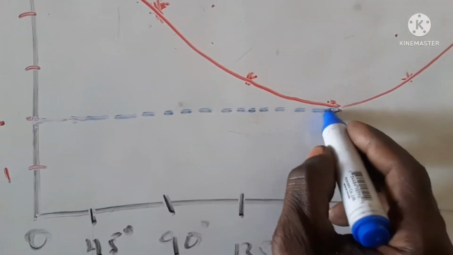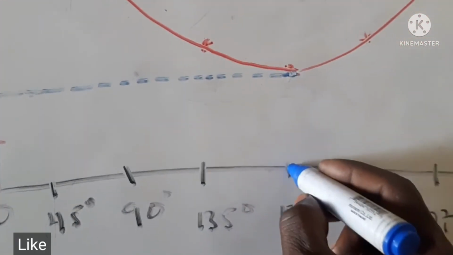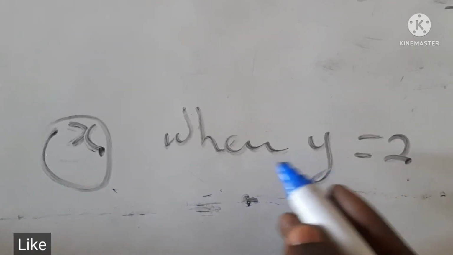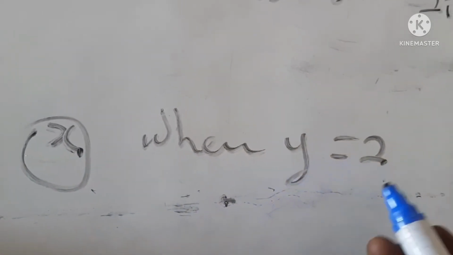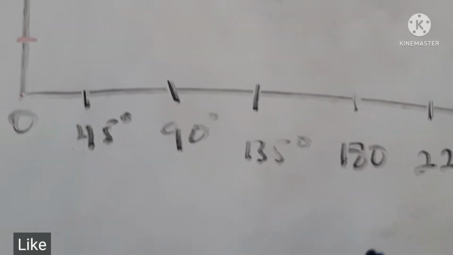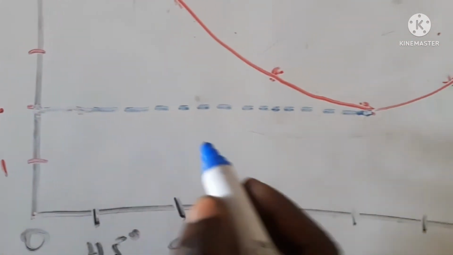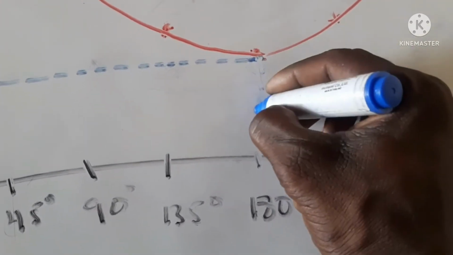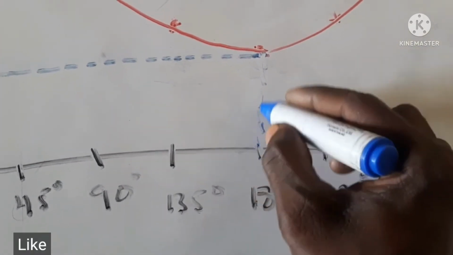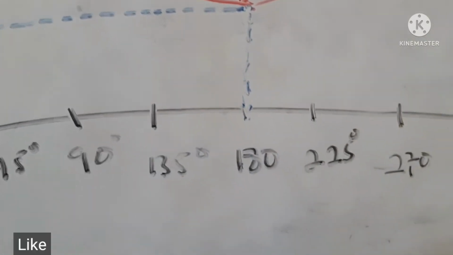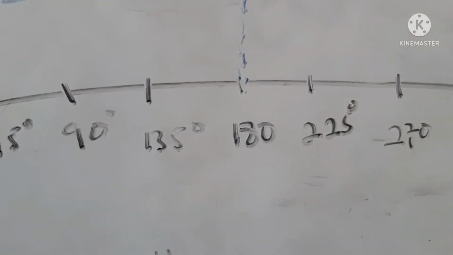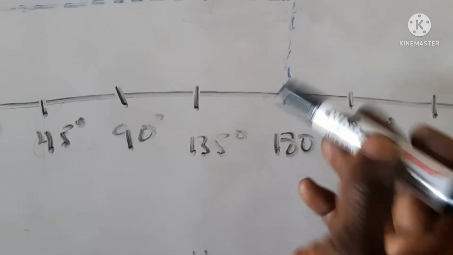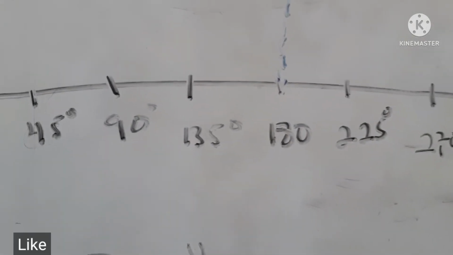So once you meet the curve here, then you turn down to the x-axis, because that's what the question is asking you to do. They say you should find the value of x when y is equal to 2, right? So you stand at y equal to 2, and then you move. Once you hit the curve here, then you go down to the x-axis. Is that okay? You go down to the x-axis, so you consider the value here is 180 degrees. So the value of x when y is equal to 2 is 180. So that is how simple it is.